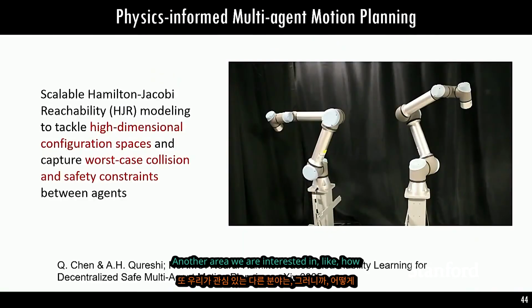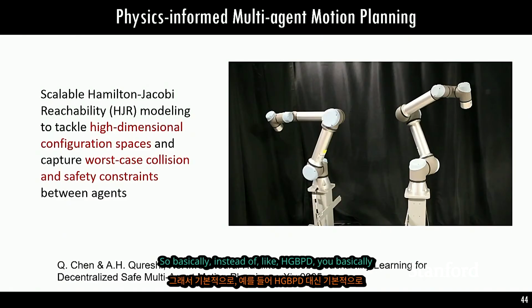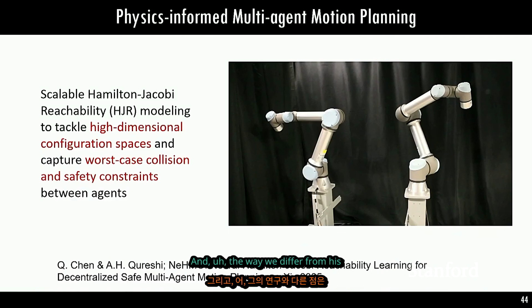Another area we are interested in is how we can solve these PDEs for multi-agent settings. So basically, instead of the HJB PDE, you solve HJR. You may know work from Somil Bansal here. The way we differ from his work is that we want to push the scalability of this method to very complex robot manipulators with very complex geometry of obstacles.